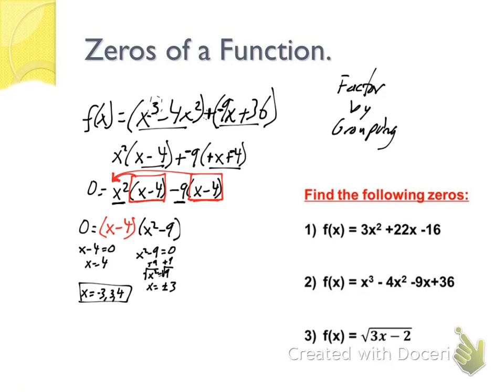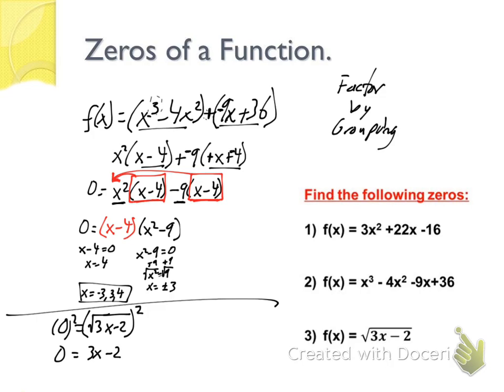Good. Now, last one, number 3 here. I want to know, when is the square root of 3x minus 2 equal to 0? And so I need to get rid of the square root, which means I need to square it. And if I square both sides, 0 squared is still 0. And I want to know, when is 0 equal to 3x minus 2 now? Add 2, and I have 2 equals 3x, divide by 3, and I have x is equal to 2/3, which if I plug that back in, it's good to see that it will be 0.